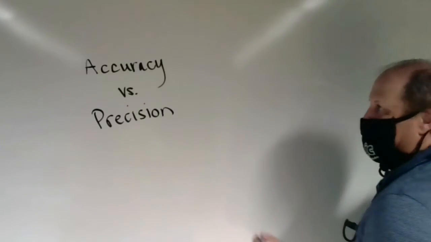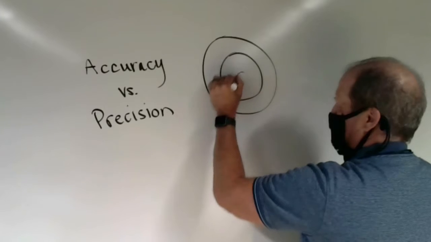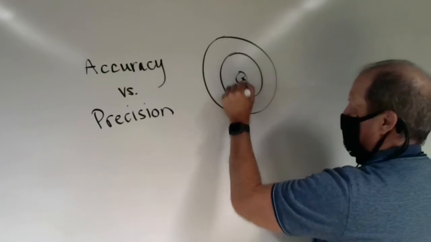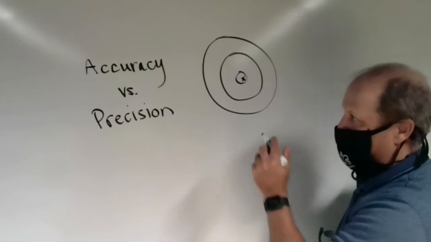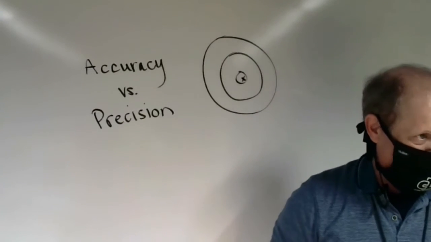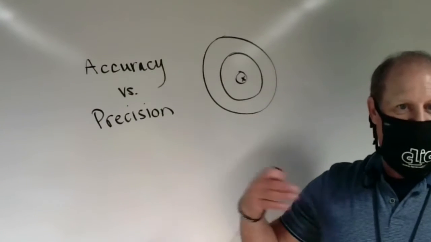Okay? So let's say we have a target and we're trying to get into the bullseye, and we land a mark there. Then that mark is accurate, but it can't be precise, because precision is reproducing the same result.